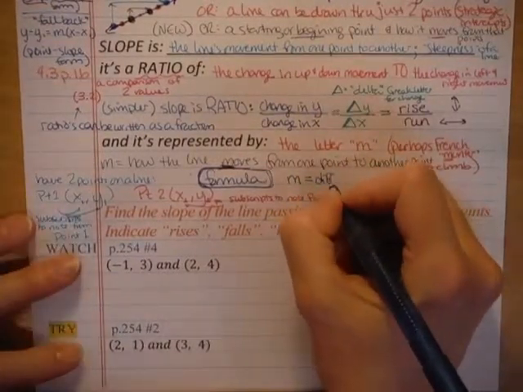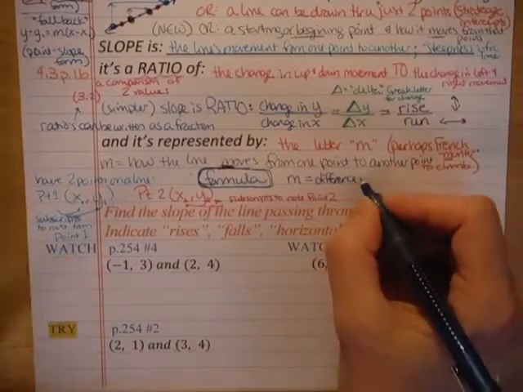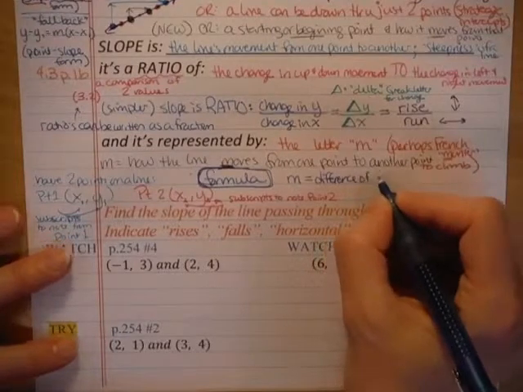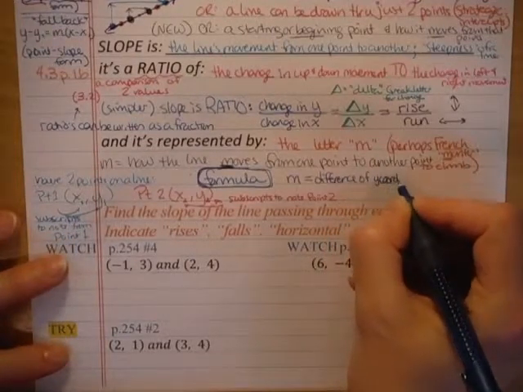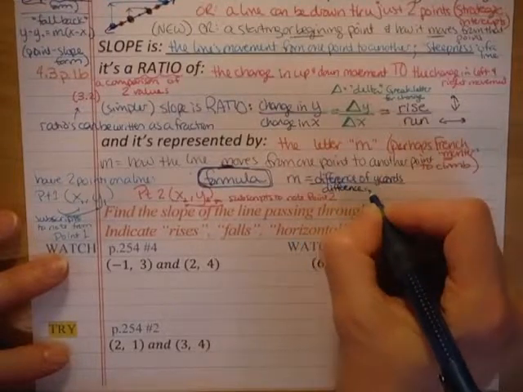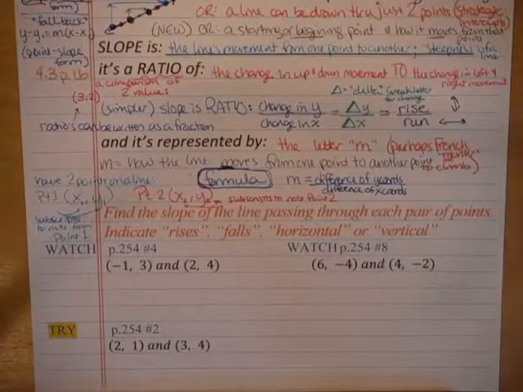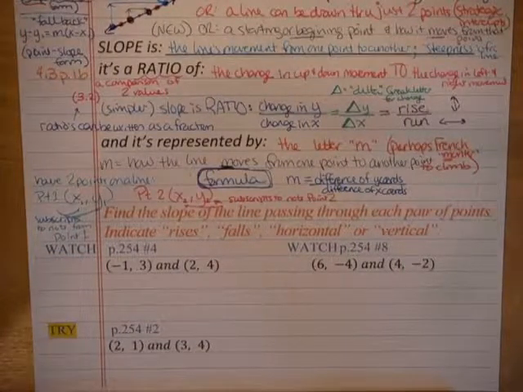going to be our difference. To find change, you need to find the difference, how things have changed. So we would be subtracting the y-coordinates. So it's the difference of the y-coordinates over the difference of the x-coordinates.